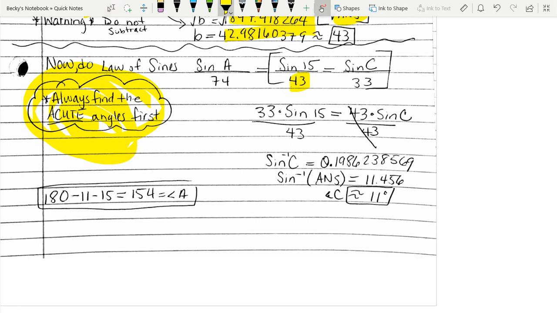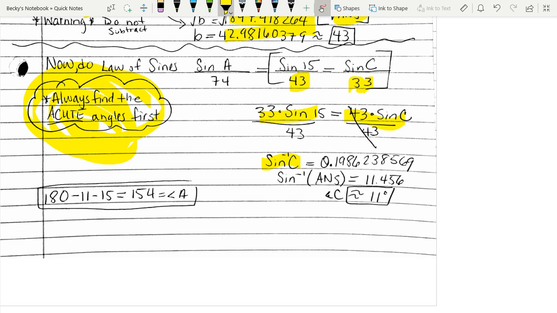I'm going to cross multiply these. Remember, what's in the denominator down here goes first. So it's 33 sine 15, and then cross multiply 43 sine C. Divide both sides by 43. Now you're left with sine C. If you're finding the angle, you have to do the inverse. Okay? You have to do the inverse.